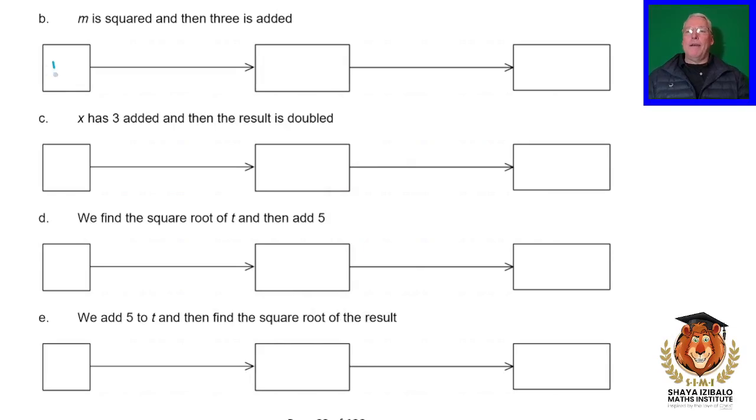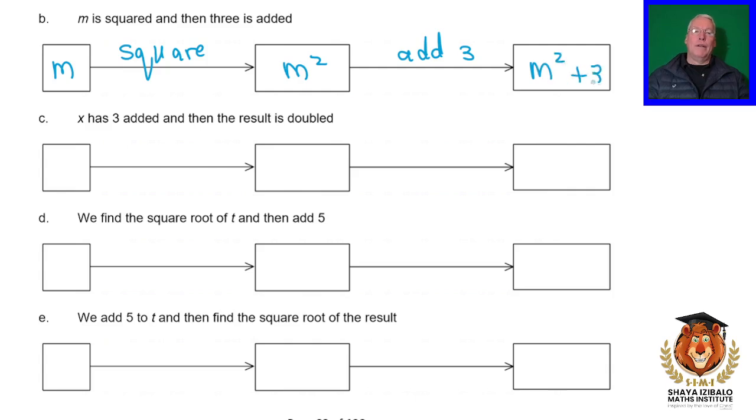Okay, so we start off with m. We square it. How do we write that? That just says m squared. Then we add 3. Final answer, m squared plus 3.